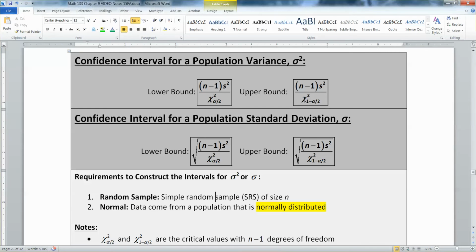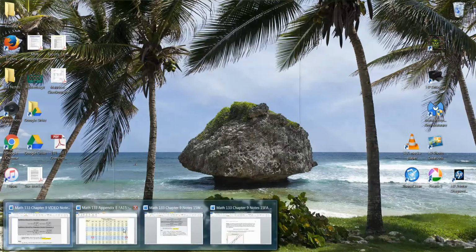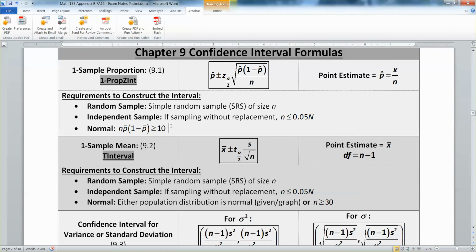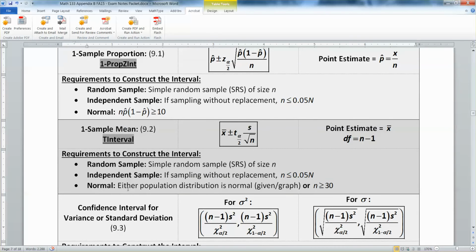Let me just show you the formula sheet from the exam really quickly. So when you look at the formula sheet for the exam, for proportions, we had n times p times 1 minus p greater than 10. That was the only way to prove that it was, quote, normal, end quote. Right? It's not really normal, but for our purposes, it'll do. Then down here, we had to have either it was given to us or a graph, or we had to have n greater than 30.